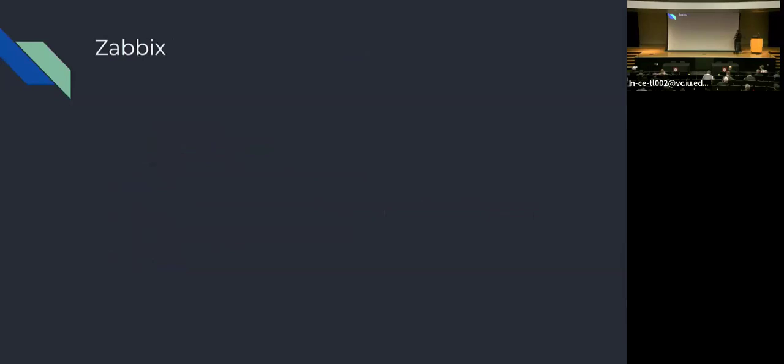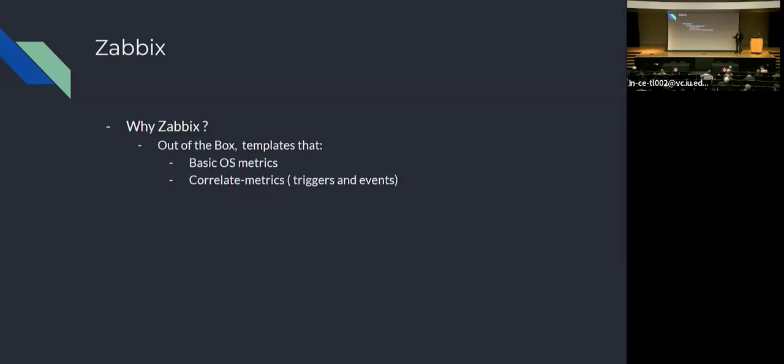So Zabbix. Zabbix is a very good solution. It's very scalable, very smooth to scale. So why Zabbix? Because out of the box, it's very easy to deploy. You can deploy a full Zabbix deployment within a day, having servers, proxies. It's very simple, and it allows you to auto-register nodes whenever you spin up a Zabbix agent. It will connect directly. You can create an event that registers this node and starts the monitoring on it without any intervention. It has templates that give you basic OS metrics, correlated metrics, even using triggers.